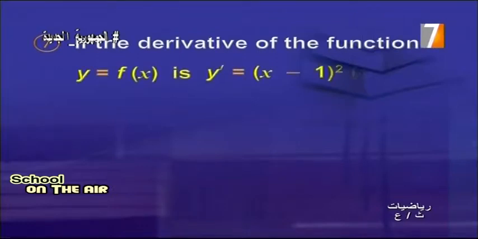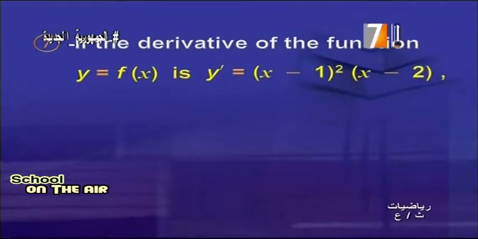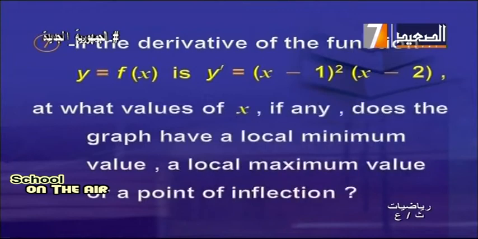If the derivative of the function y equals f of x is y dash equals bracket x minus 1 all power 2 multiply bracket x minus 2, at what values of x, if any, does the graph have a local minimum value, a local maximum value, or a point of inflection?